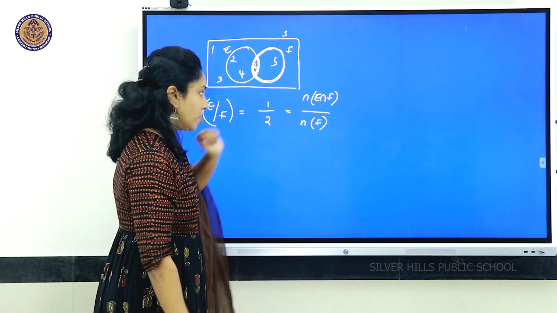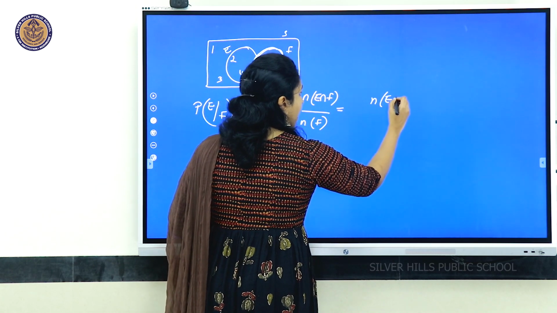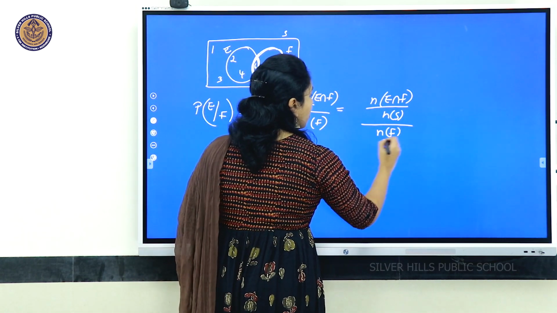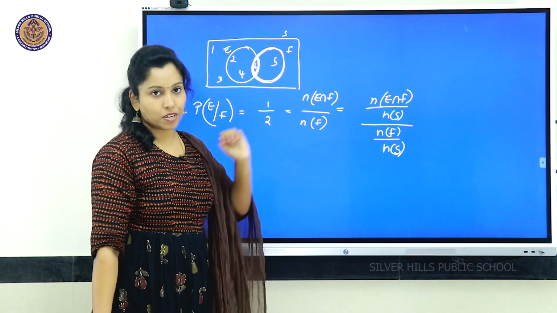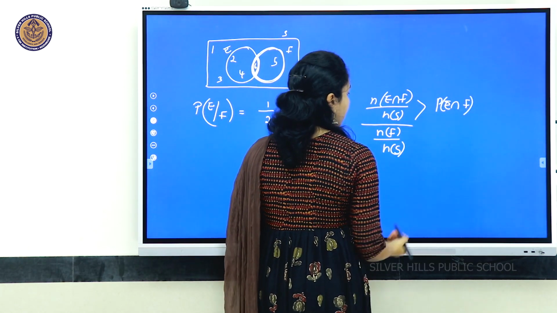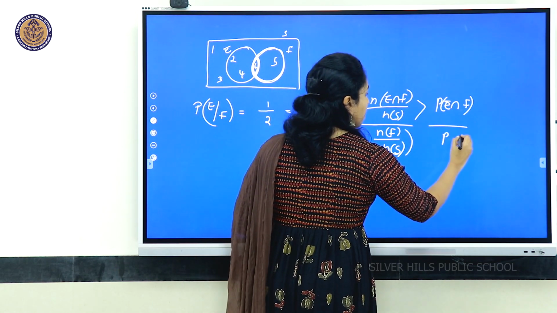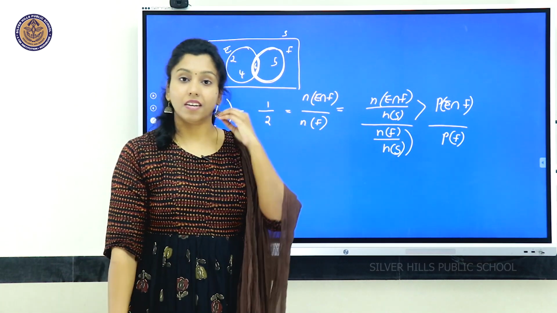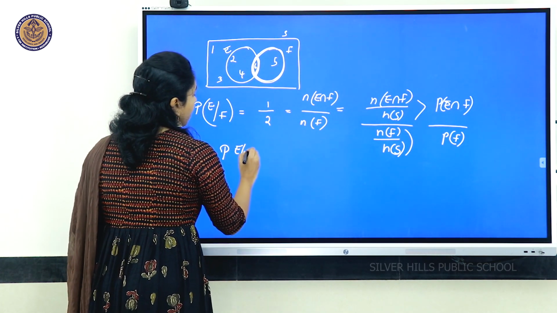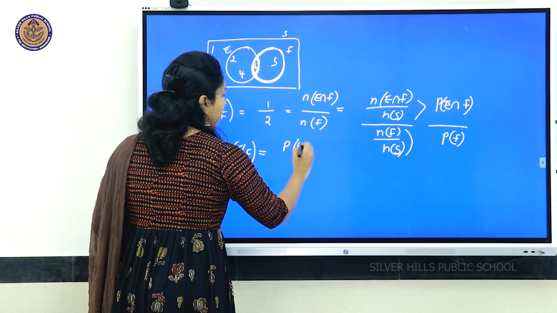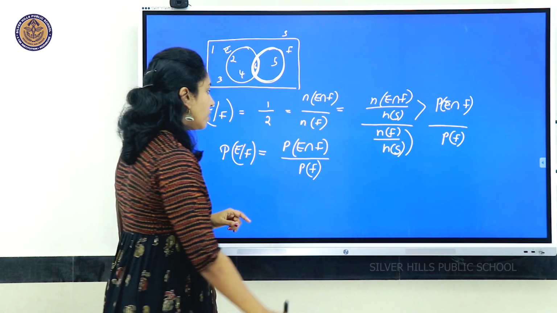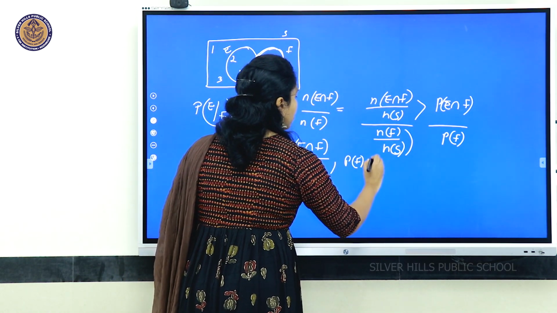2. Now this expression, if I divide the numerator and denominator by the number of elements in the sample space, I am just dividing the numerator and denominator by N of S. So what happens to the result? This is actually probability of E intersection F by probability of F. So we got the definition of P of E given F, that is conditional probability. What is the definition? P of E given F is equal to probability of E intersection F divided by probability of F. Now one more condition is there. What is it? Denominator not equal to 0.